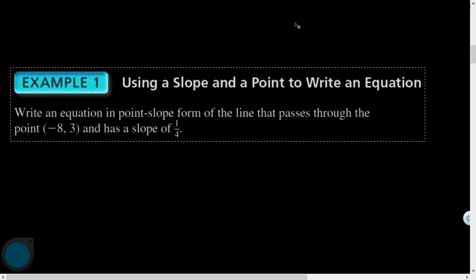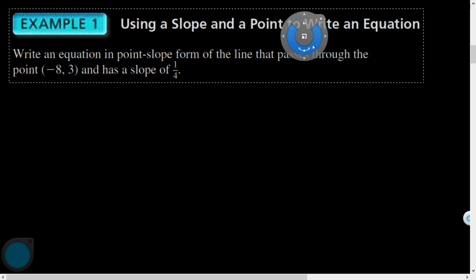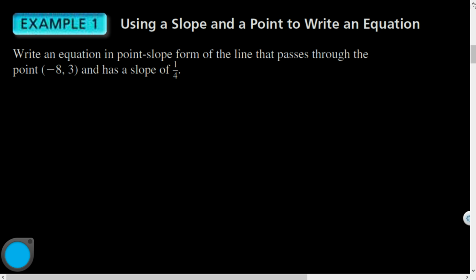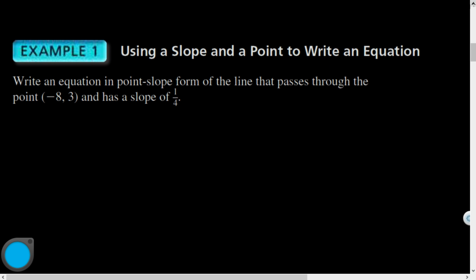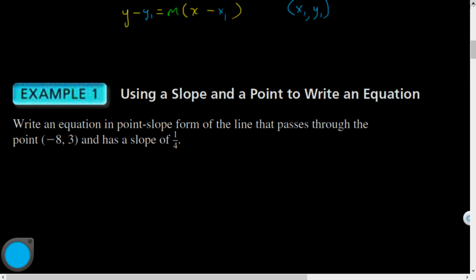All right, let's do this. Actually, I'm going to scroll up just a tad. Ready? Watch this. No, that was more than a tad. Okay. Write an equation in point slope form of the line that passes through the point -8, 3 and has a slope of 1/4.